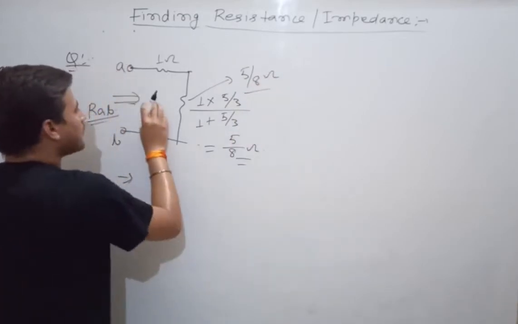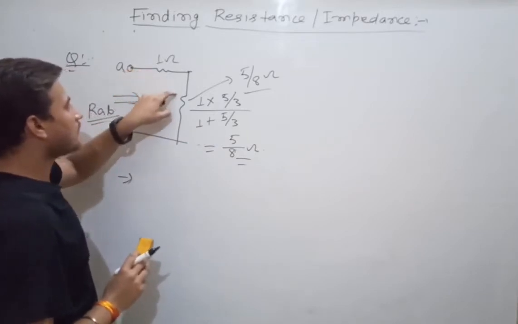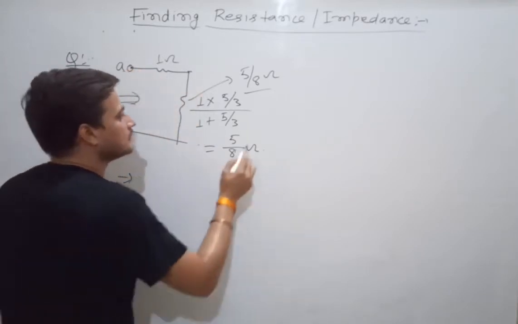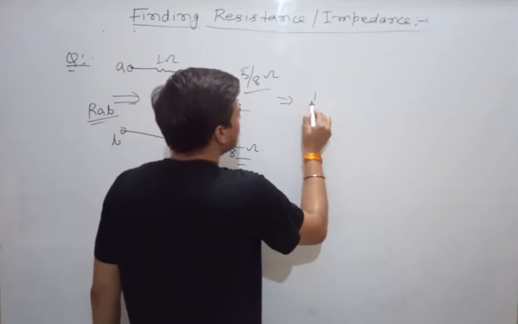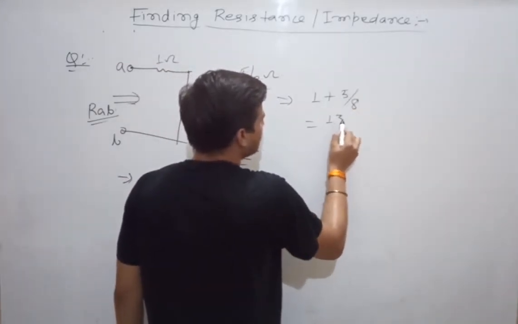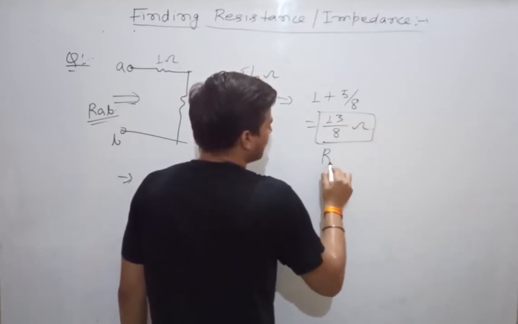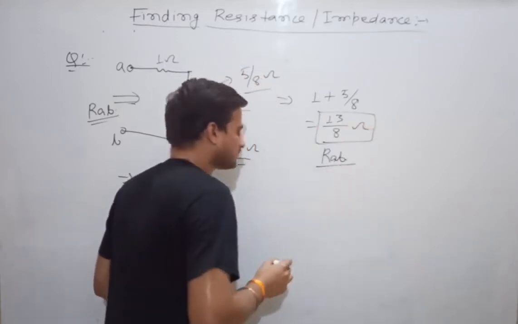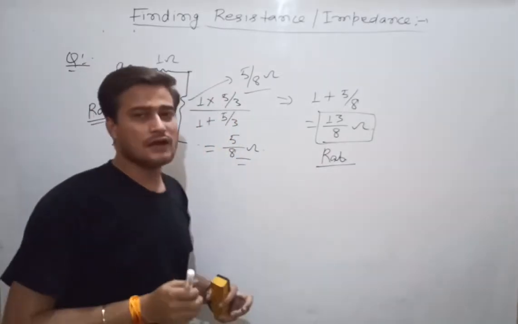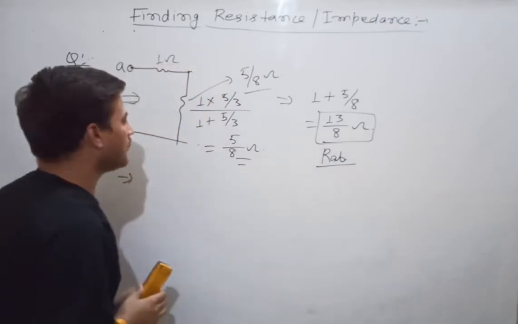Next, come to the final result. Here you see that 1 ohm and 5 by 8 ohm are connected in series. So its answer will be 1 plus 5 by 8, that means 13 by 8 ohm is the value of RAB, the resistance seen from the terminals A and B.